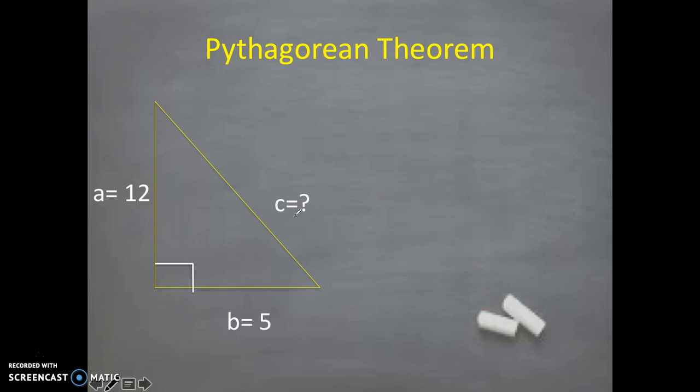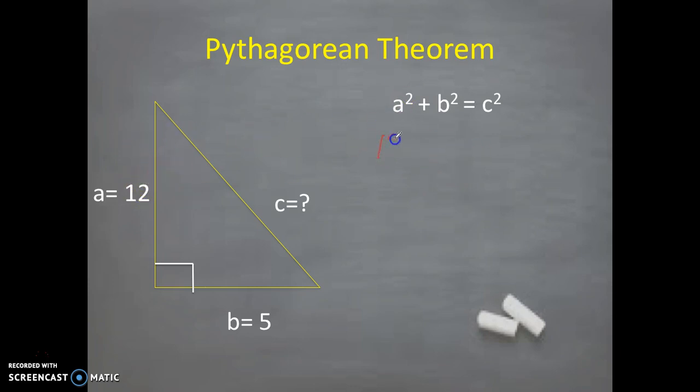Let's take a look at another one. In this one we have a is equal to 12, b is equal to 5, and c is equal to an unknown value. That's what we're trying to figure out. So please write down the theorem a squared plus b squared equals c squared. And now let's start plugging in.